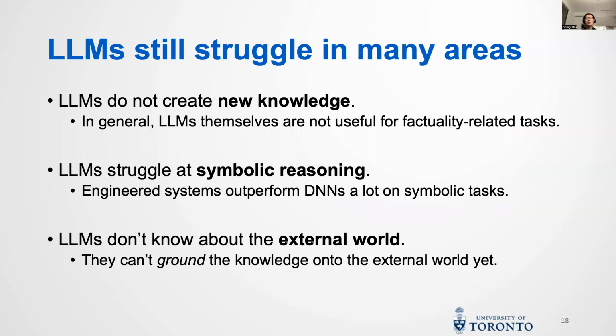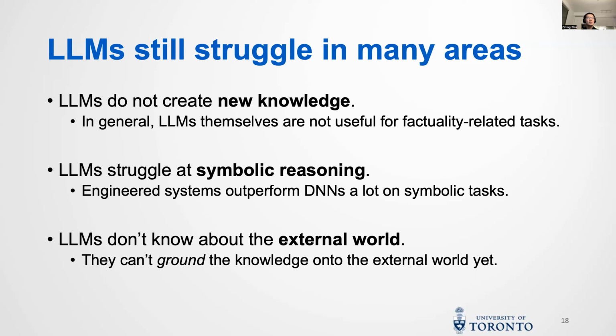Large language models still struggle in many areas. They do not create new knowledge. They can manipulate tokens and sentences and come up with paragraphs that appear coherent. But in general, they do not create new knowledge, and their factual correctness is very poor. Just last week, Stack Overflow announced that they will temporarily block the answers generated by ChatGPT because their factual correctness was just so awful.